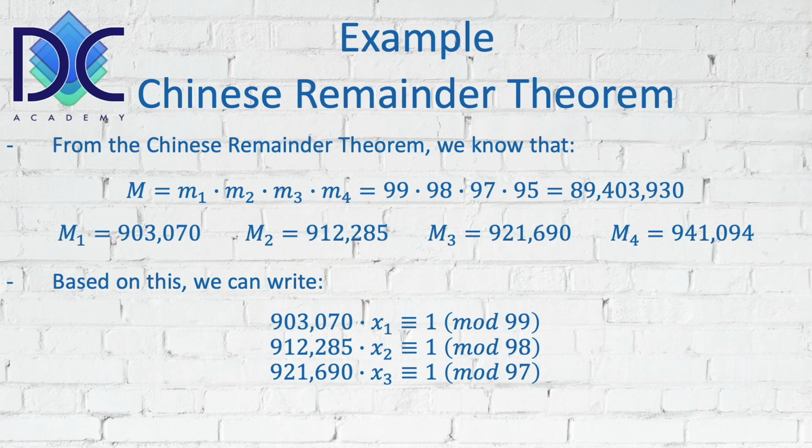We have 921,690 times x3 is congruent with 1 modulus 97. And the last one, 941,094 times x index 4 is congruent with 1 modulus 95. So basically these are the different equations that we find here following the steps of the Chinese remainder theorem.